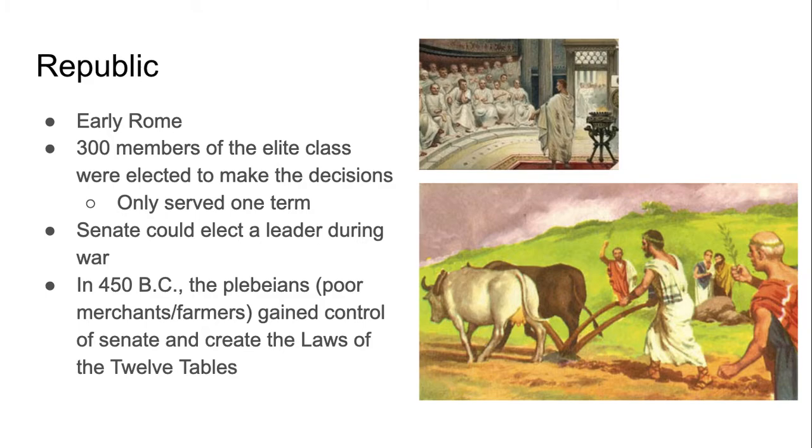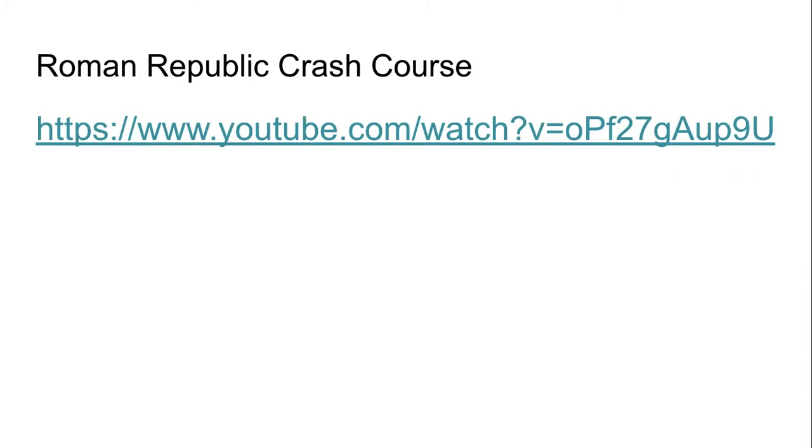Later in early Rome history, in 450 BC, the plebeians, who were the poor farmers and the merchants, end up gaining control of the Senate as they fought for more rights and more access to being a part of the political process. And this is where we're going to see Rome transition a little bit more into a democracy.